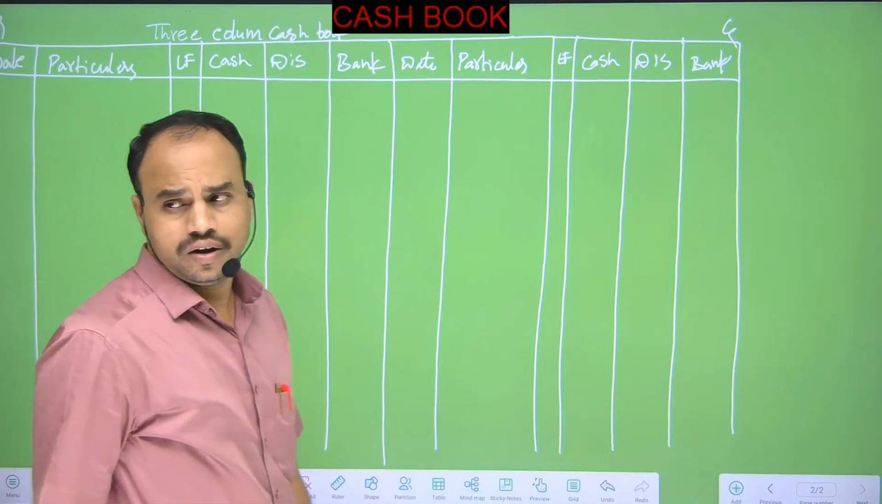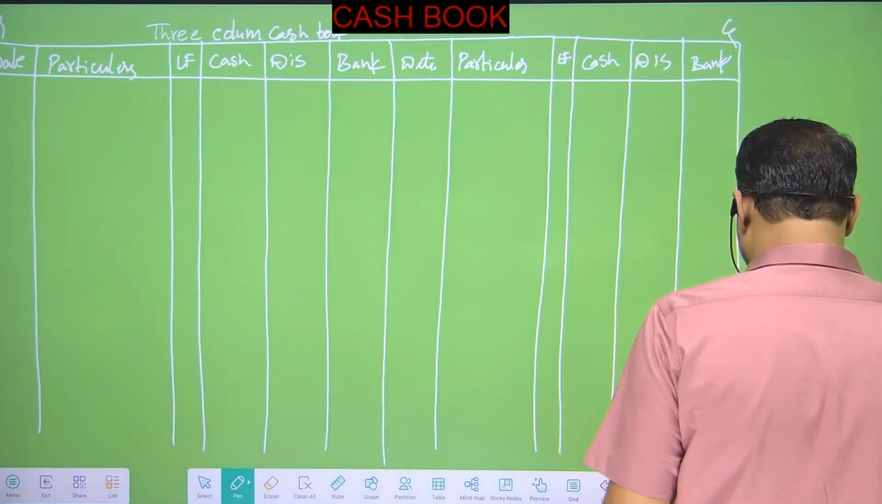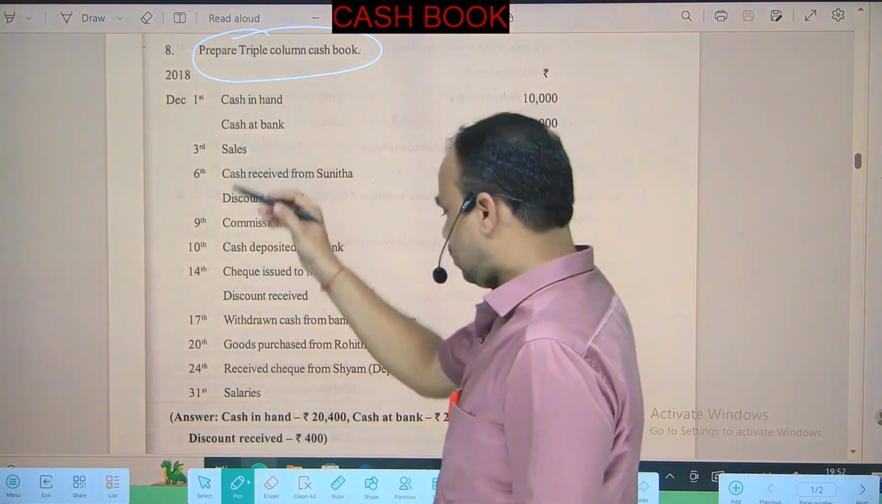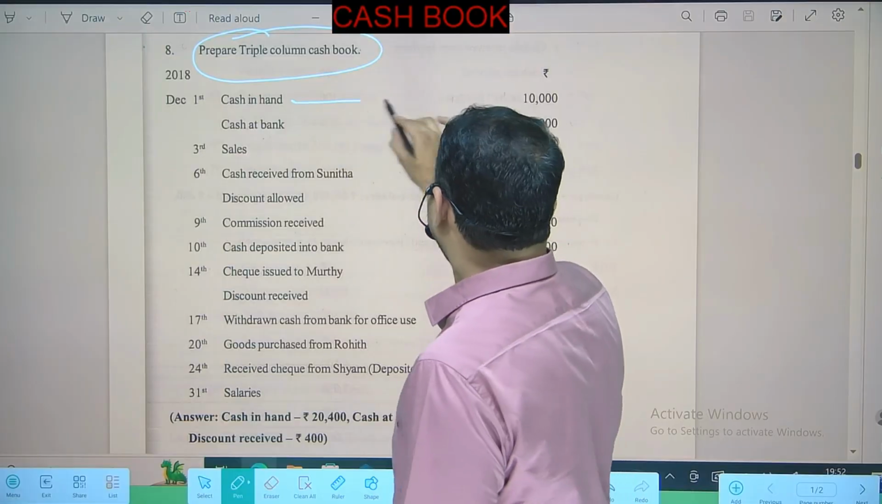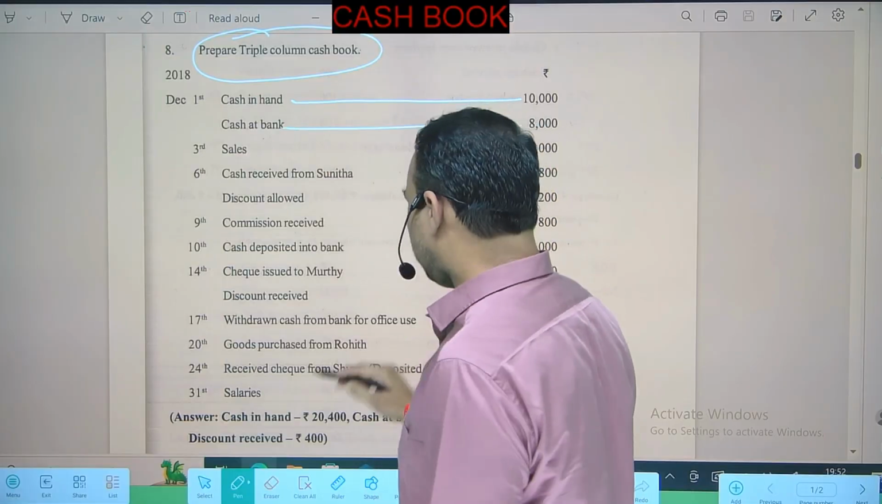Right. Now how to do the problem? Let's go to the problem. What is asked here? Cash in hand and cash at bank. Cash in hand is given as 10,000, and cash at bank is given as 8,000 rupees.